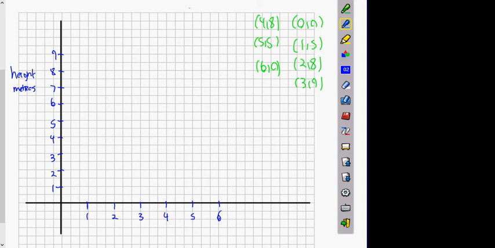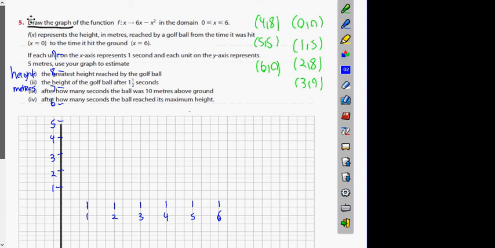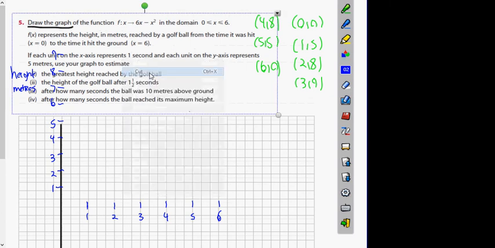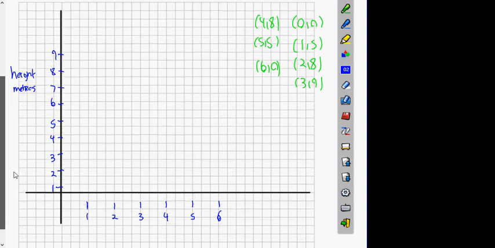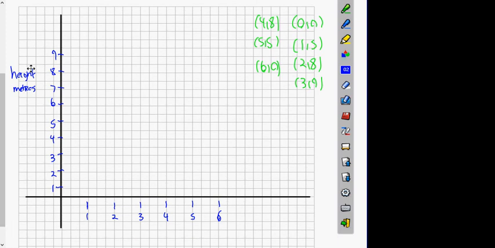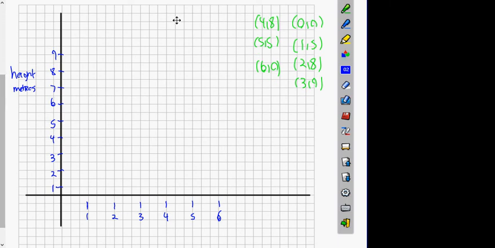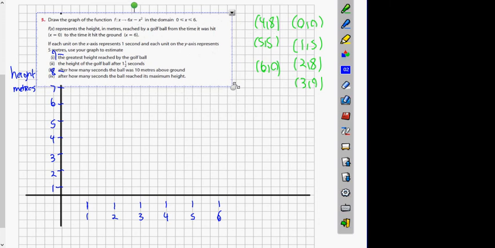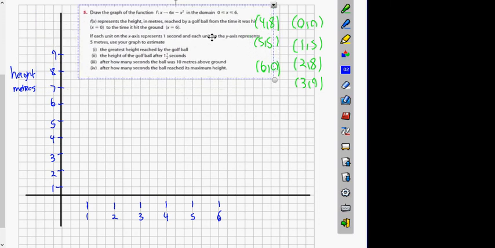Nobody knows. So, if you reread the question, so we're going to have here that the height, the x is in seconds, okay? So each unit of the x-axis represents a second. So our first question is find the greatest height reached by the golf ball.